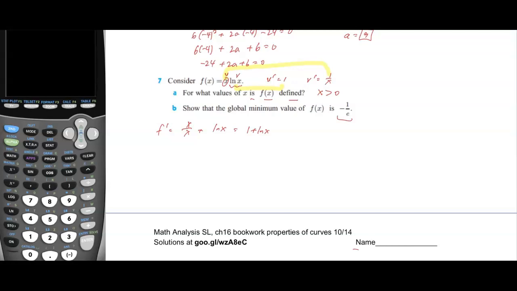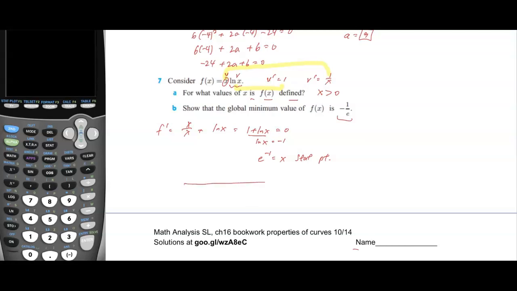So are there any stationary points here? Let's see. Stationary points would exist if this equation is true. Natural log of x is -1. When is natural log of x equal to -1? If we do the log rule, we would find out that e to the -1 is equal to x. Okay. So this would be a stationary point, right? X equals e to the -1 would be the stationary point.